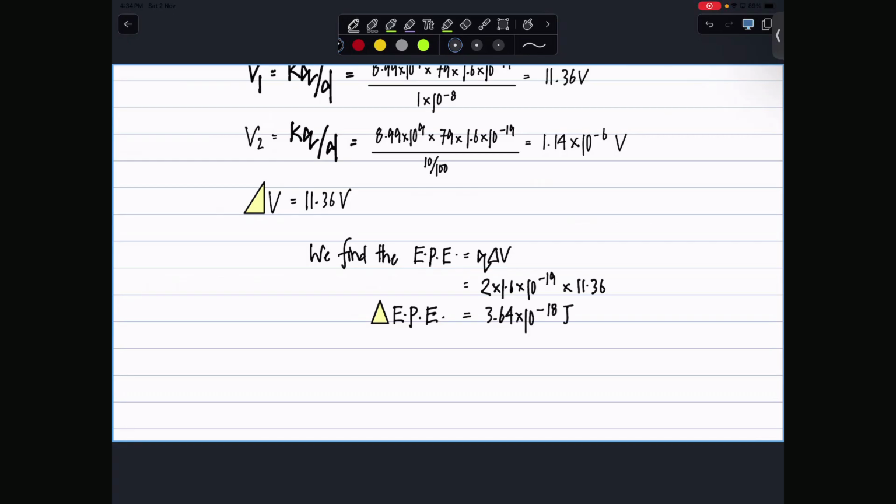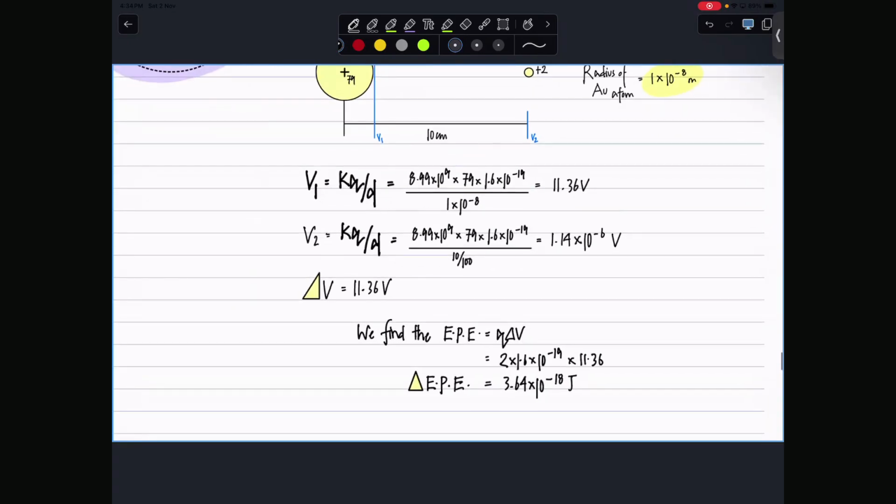Okay. My question for you: is this a gain in EP or a loss in EP? Think and tell me. Is it a gain in EP or a loss in EP as it moves from V2 to V1? Gain. No, loss. It's going this way, right? So it's going to gain electric potential energy and it's going to lose what? KE, right? It's like a ball thrown up in the air.